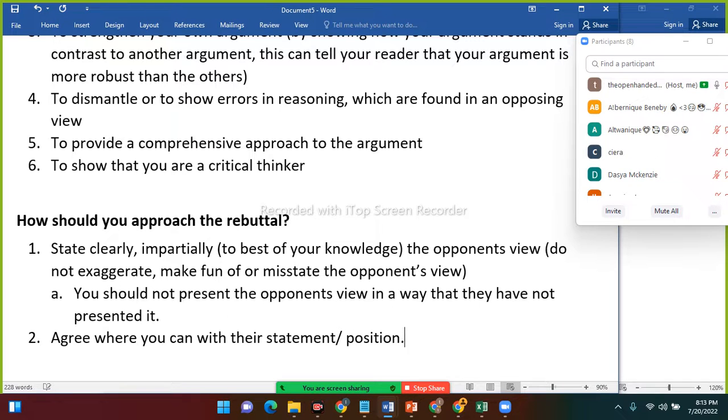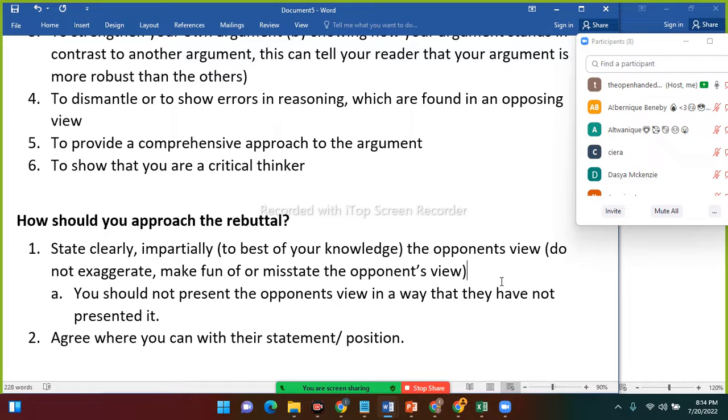Okay, so if they say something and you say, you know what, there's part of it that I could agree with, then agree with that. So don't make it seem like you entirely disagree with them unless you really do, right? But agree where you can.